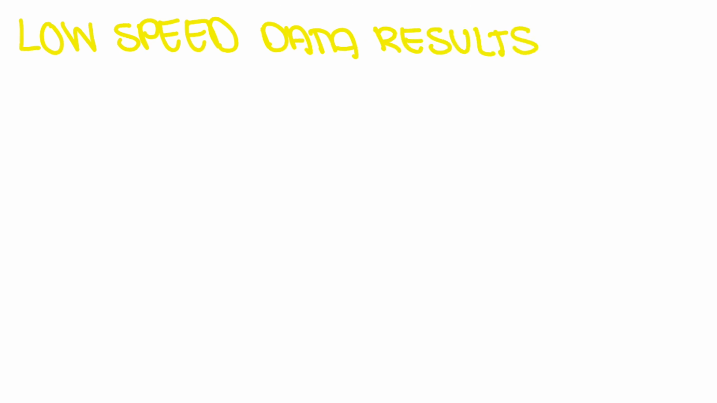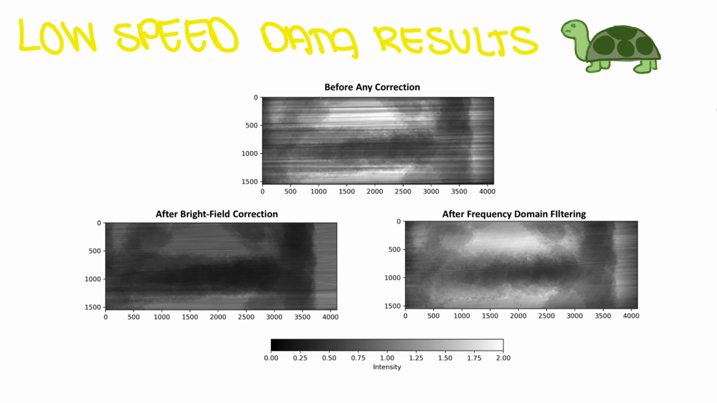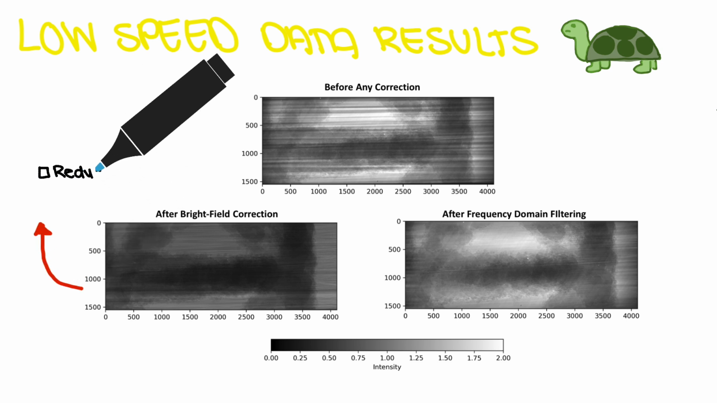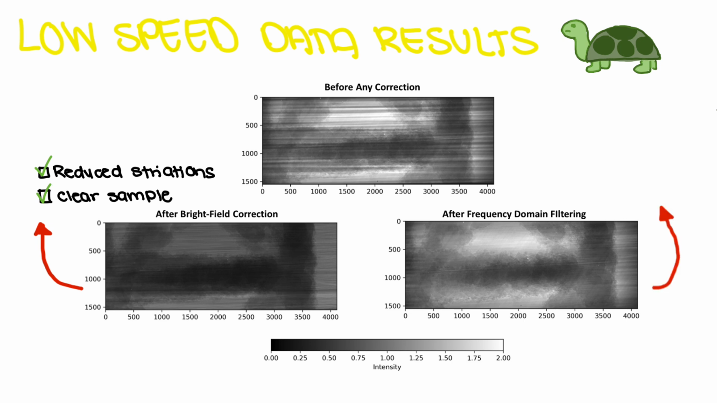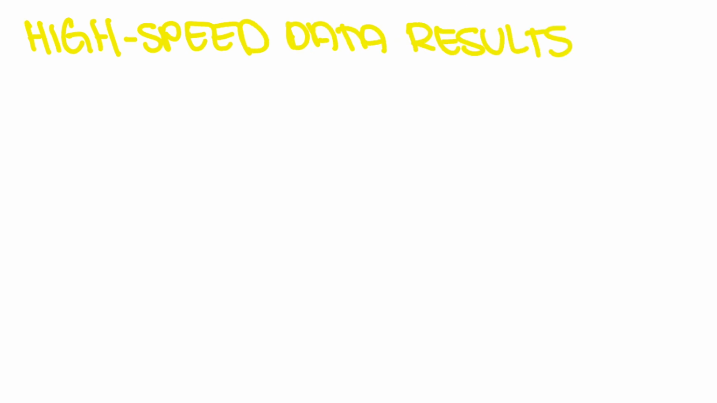So here are some results for the slower data. The two most important things I look for in these corrections is if the striations were reduced and if the sample still remained clear. In this case of the lower speed data, both of these criteria were met using both methods, which is a success. Here are some corrections run on the high-speed data.